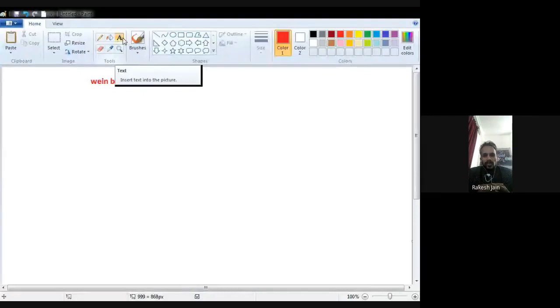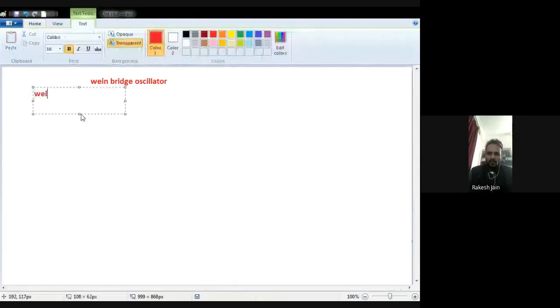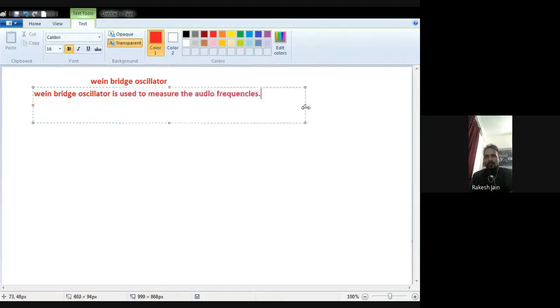in which 4 arms are there and form a bridge format. In 2 arms a resistor is there, and in the third arm a resistor with a capacitor in parallel. It produces a sinusoidal waveform, and it is used to measure the audio frequency. The Wien bridge oscillator is used to measure audio frequencies, right?